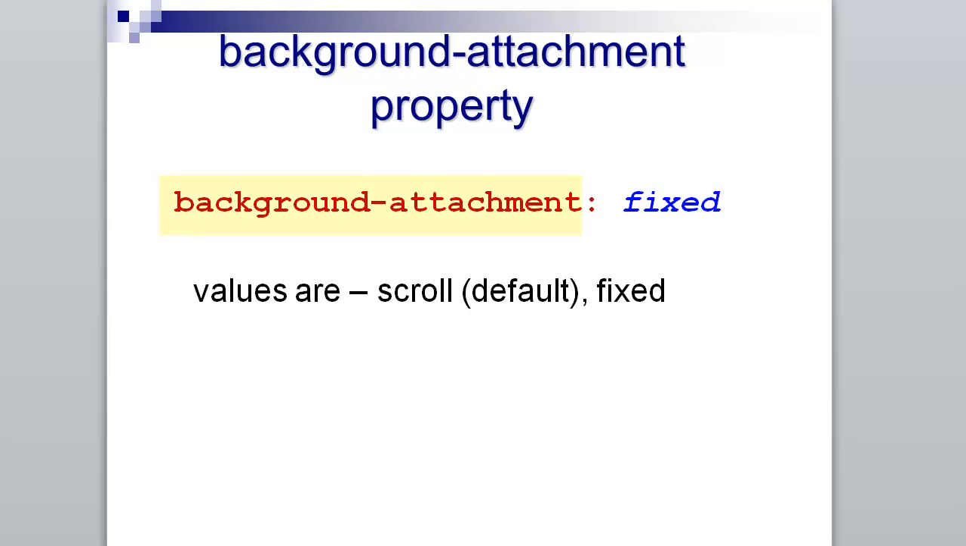The background attachment property allows us to actually make the background so that it does not move. It pretty much stays fixed. By default, the background scrolls with the page. And I have some examples on the Google Doc handout that shows you examples that have all these properties.